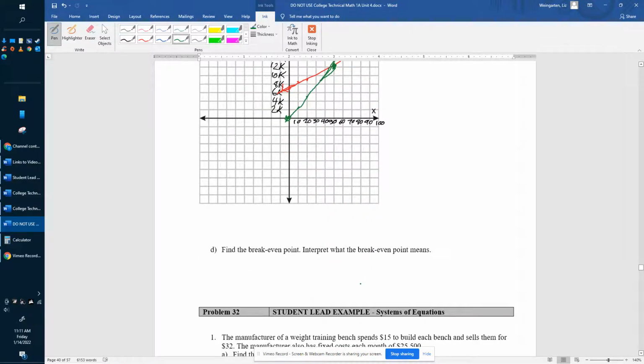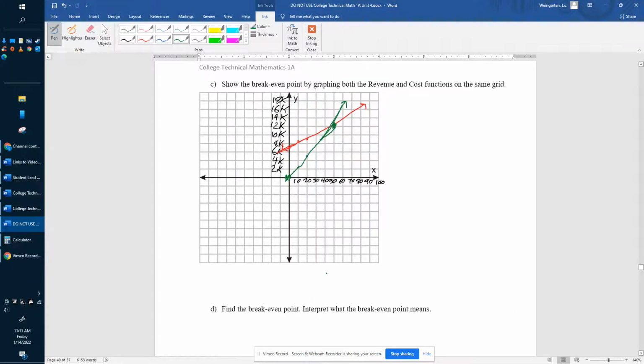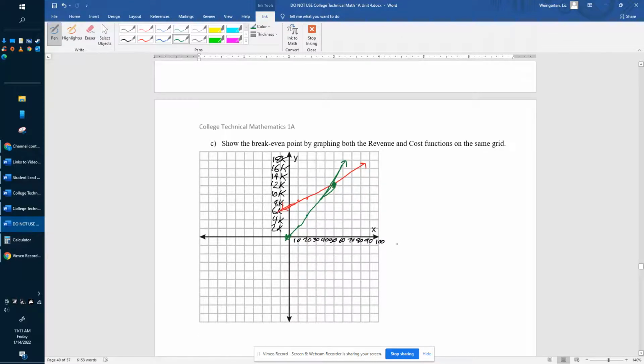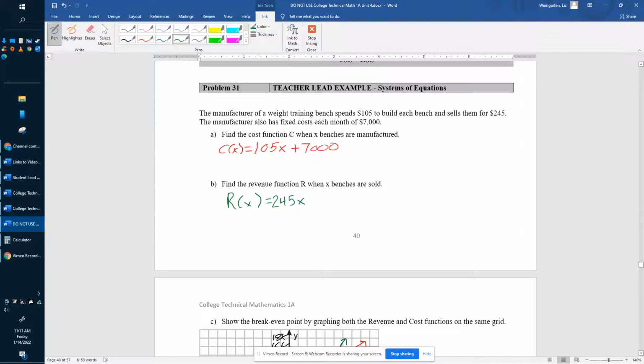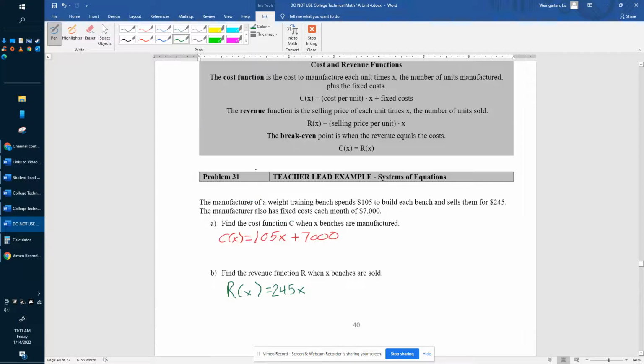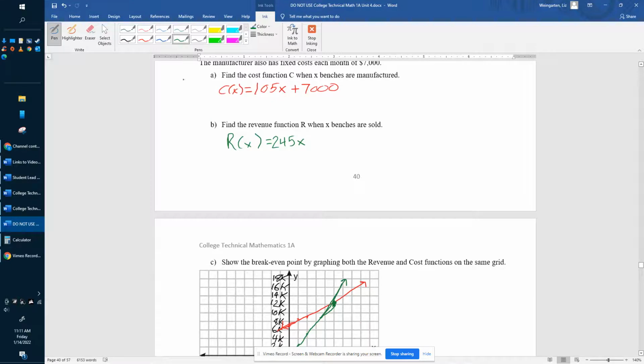Find the break-even point, interpret what the break-even point means. So because my graphing is really sloppy, I'm going to use a different method to find our break-even point. I am going to use substitution. Our break-even point is when our C of x equals our R of x. So when these two are set equal to each other, that is our break-even point. So I'm going to go ahead and do that.